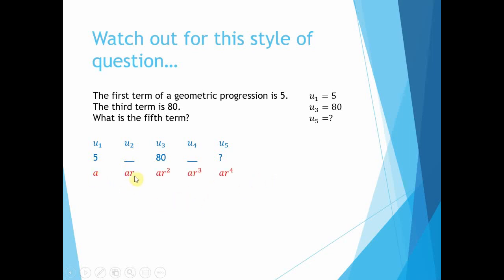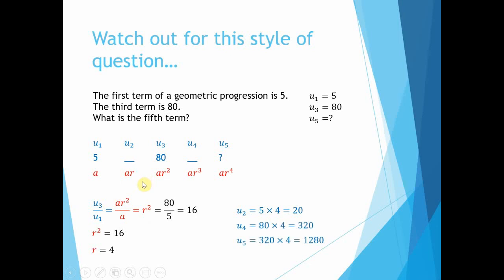We know that we could call each of the terms these things. And if we did the third term divided by the first term, that would be doing AR squared divided by A. The A's would then cancel to just give us R squared. 80 divided by 5 is 16. So if R squared is 16, R must be 4, and we've worked out the common ratio, and then we can figure out the other numbers.